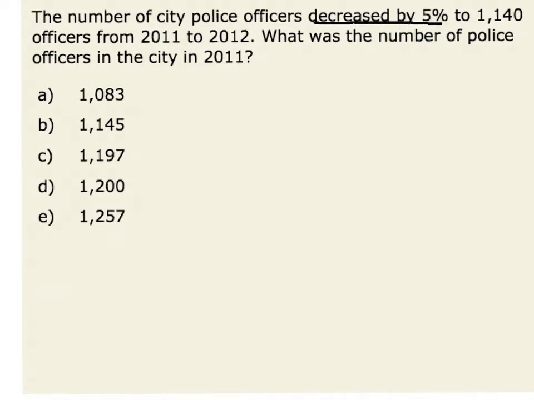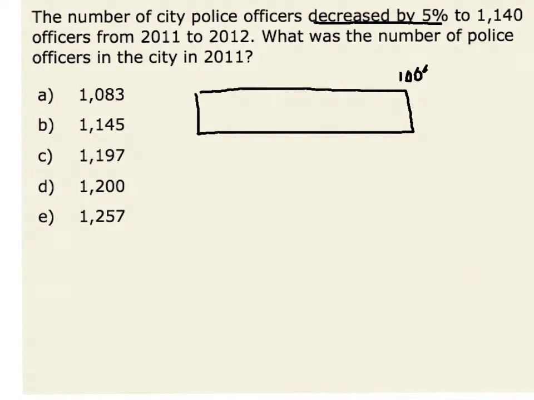Since this is a percent decrease, one way we could solve this problem is to set up a diagram. If that represents our whole, or 100%, that would be given by our 2011 value, or our original value, which is unknown. We now know that the population decreased 5% to give us our 2012 value.